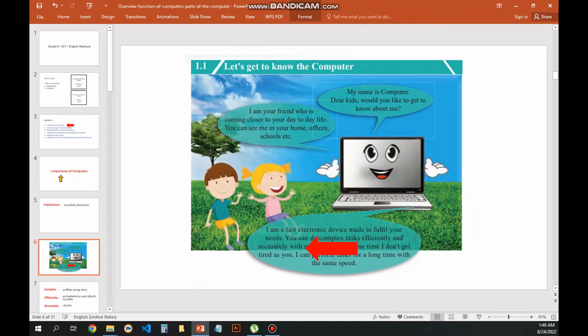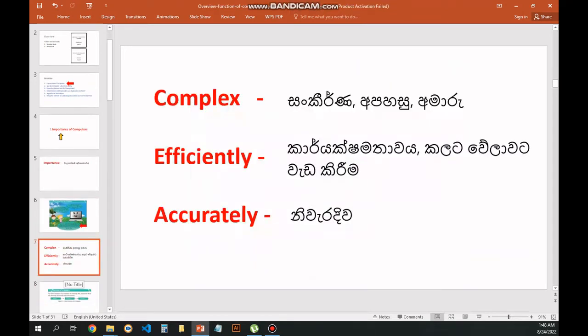You can do complex tasks efficiently and accurately with my help. So here they are telling you can do complex tasks efficiently and accurately with my help. I think there are some difficult words like complex and efficiently. So here I have added some of the Sinhala terms. Complex means sankeerna, and efficiency means karyakshamatawa.